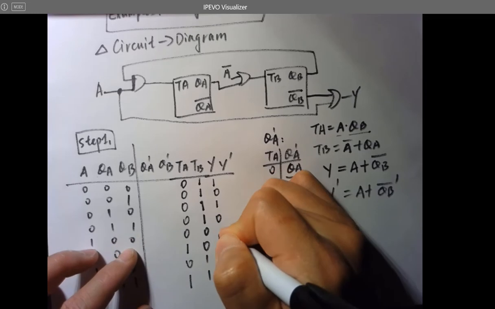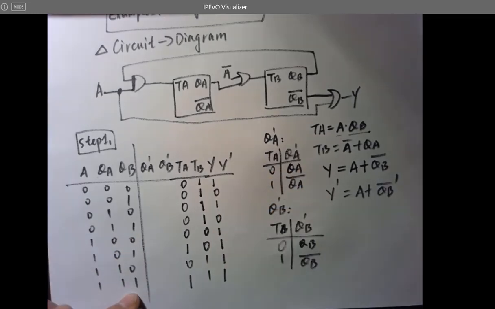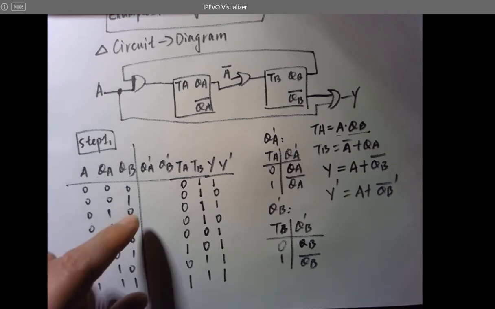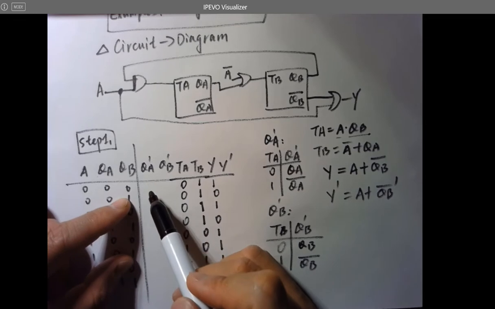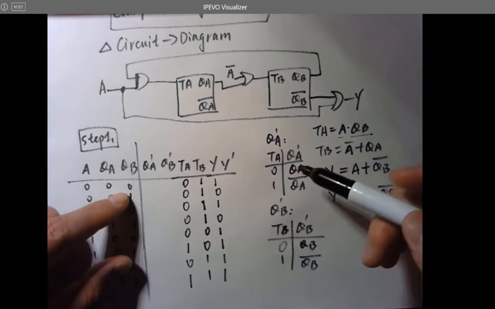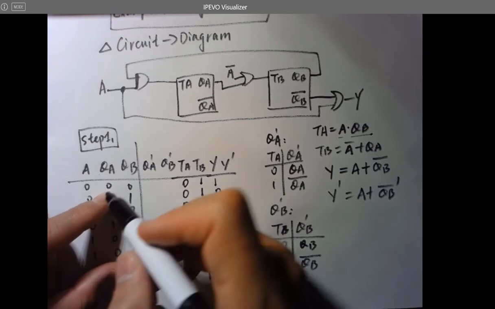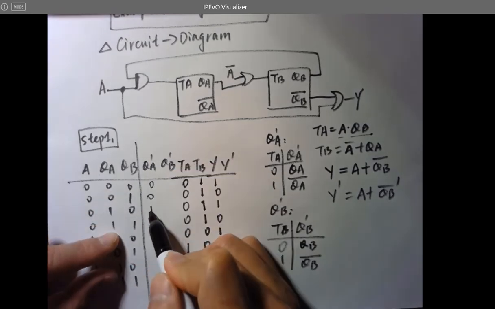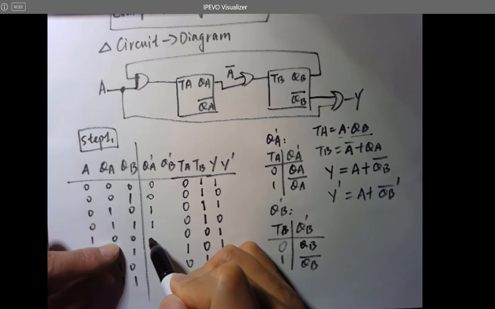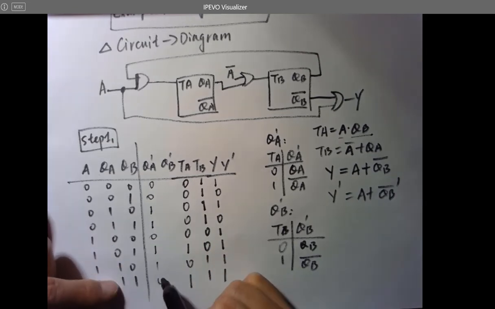1, 0, 1, 1, 1, 1. Is this right? Yes, this is right. So after that, since we know all the T's, it's pretty easy to determine the QA prime and QB prime. So when TA is 0, QA will memorize the previous QA state. So it's going to be 0, memorize, toggle, memorize, toggle.